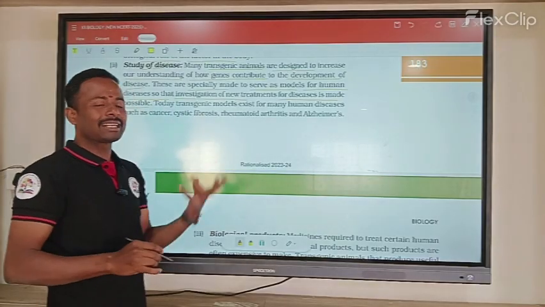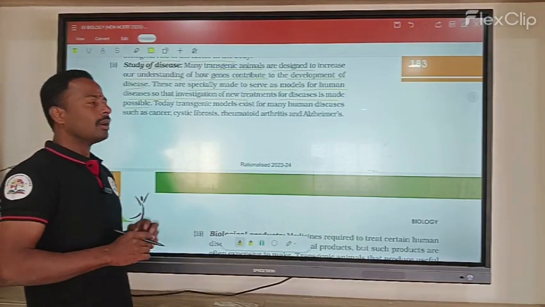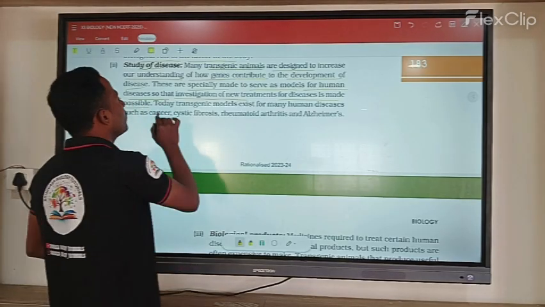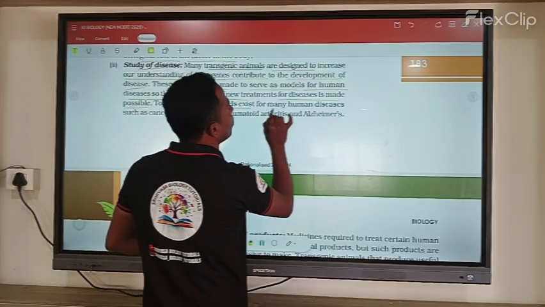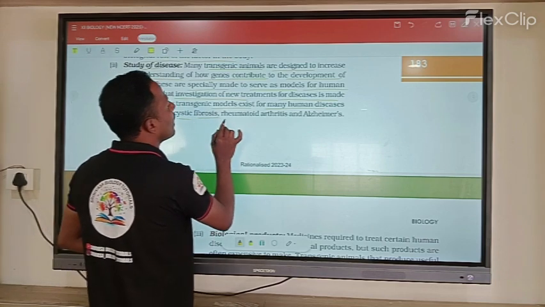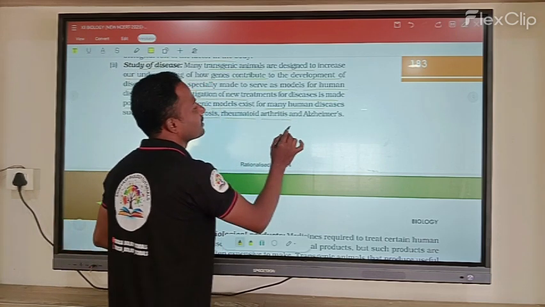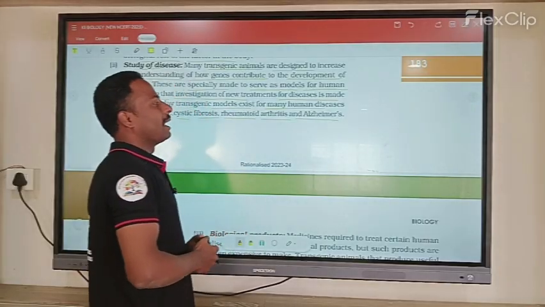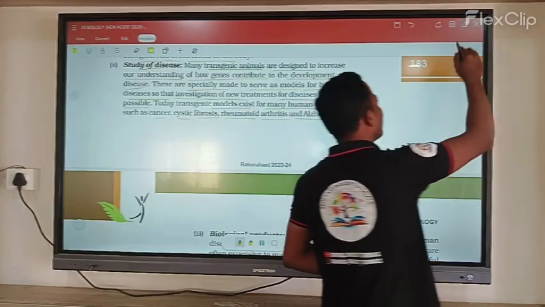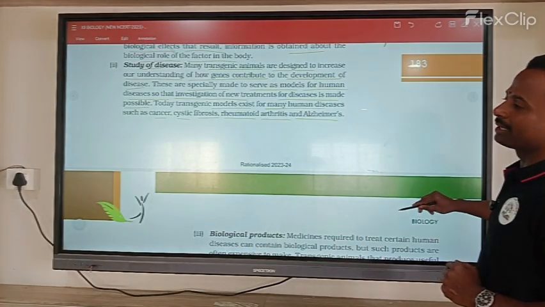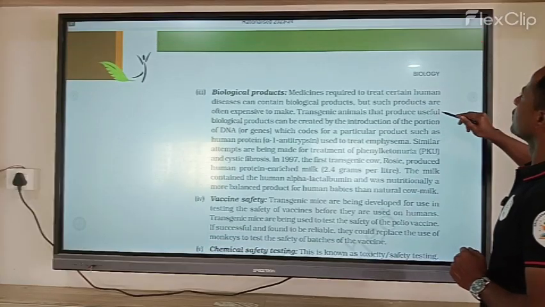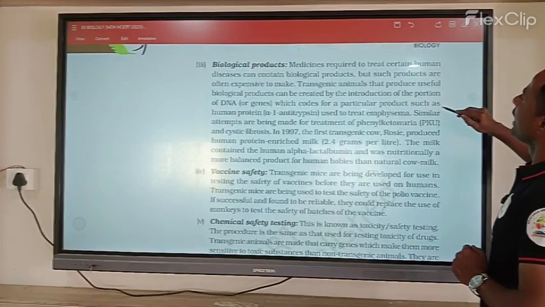So how can the disease be controlled, and what type of treatment is required? We study that here. Today, transgenic models exist for many human diseases such as cancer, cystic fibrosis, rheumatoid arthritis, and Alzheimer's. These are completely different diseases. Nowadays we can easily find human diseases with the help of these transgenic genes.